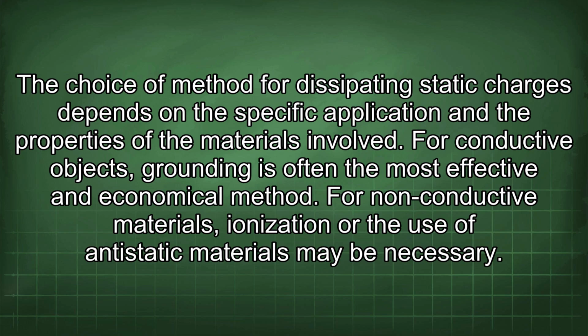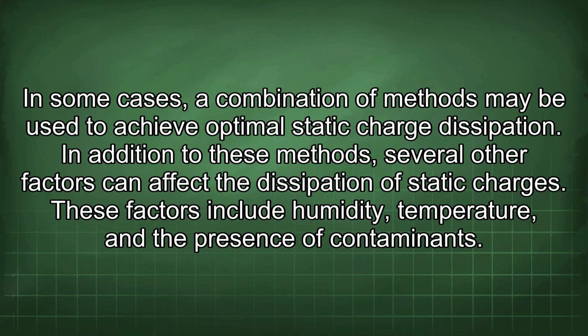The choice of method for dissipating static charges depends on the specific application and the properties of the materials involved. For conductive objects, grounding is often the most effective and economical method. For non-conductive materials, ionization or the use of antistatic materials may be necessary. In some cases, a combination of methods may be used to achieve optimal static charge dissipation.